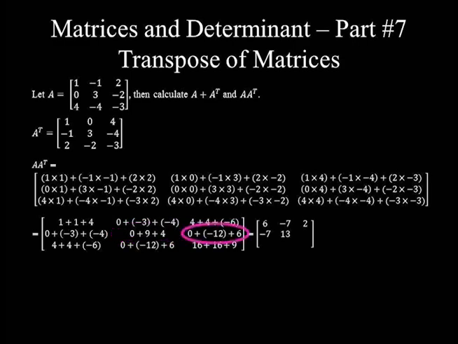0 plus -12 equals -12. -12 plus 6 equals -6. 4 plus 4 equals 8. 8 plus -6 equals 2. 0 plus -12 equals -12. -12 plus 6 equals -6. 16 plus 16 equals 32. 32 plus 9 equals 41.